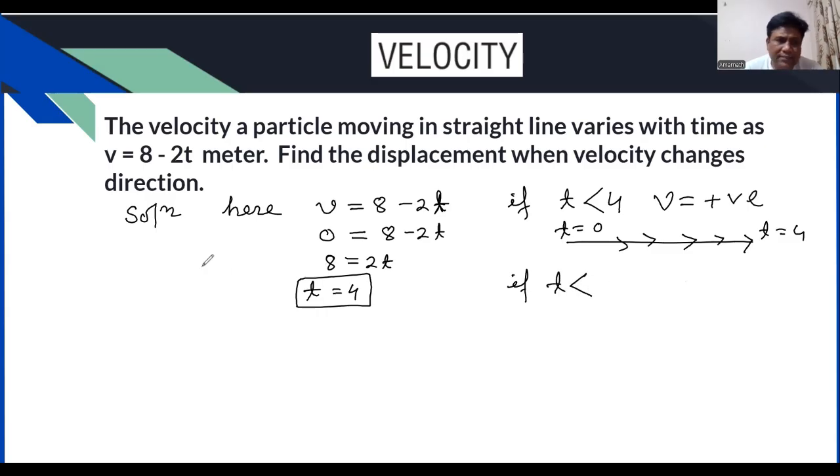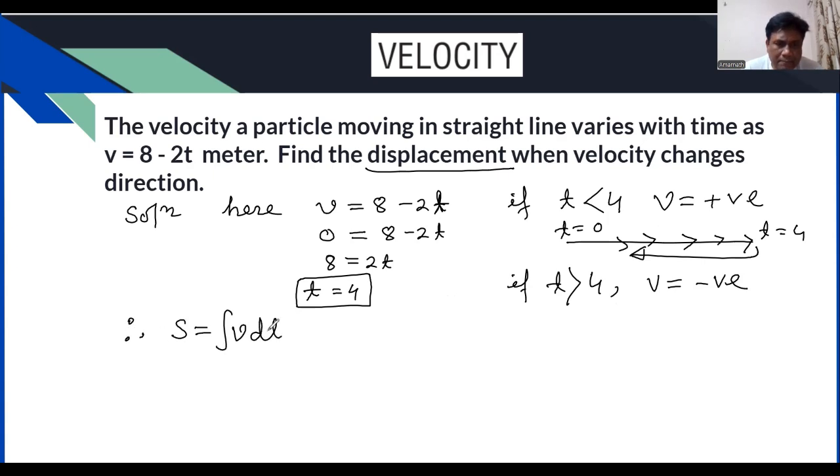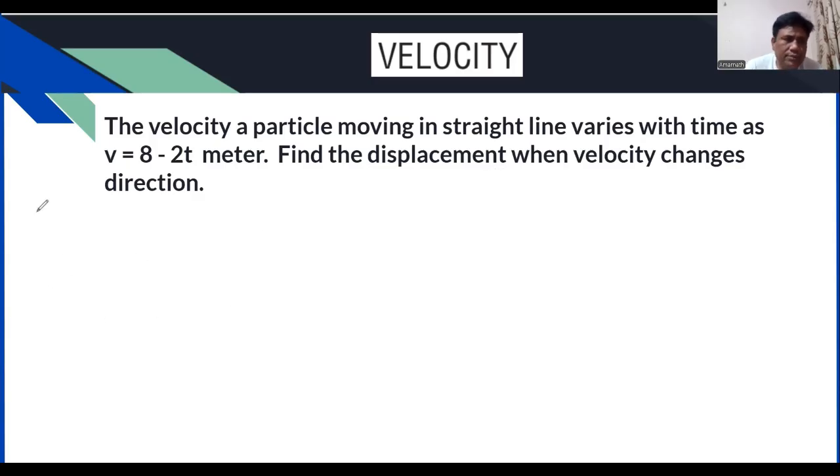If t is greater than 4, this part will be more than 8, so v will be negative. So v is negative, it means it will come back. But I want to calculate the displacement till the velocity changes, which means 0 to 4. The limit will be 0 to 4. Therefore, displacement is the integration of v dt. Remember, it is of displacement, so it will be v only. I'm not putting the arrow mark everywhere, but it is understood. We are discussing only velocity.